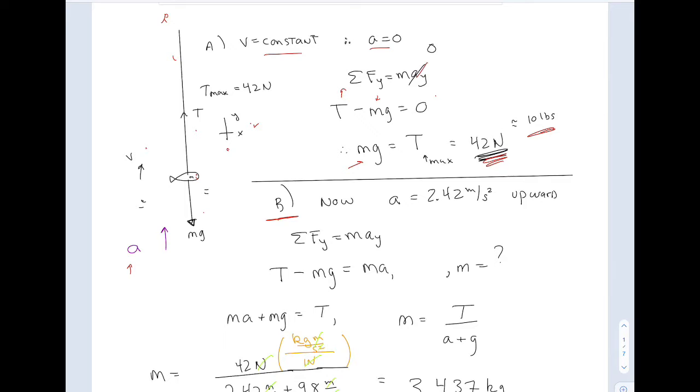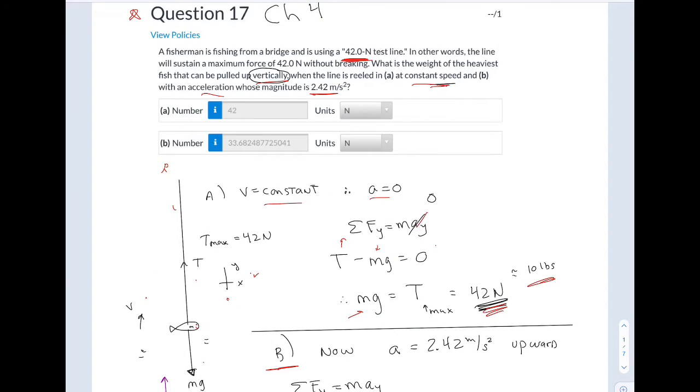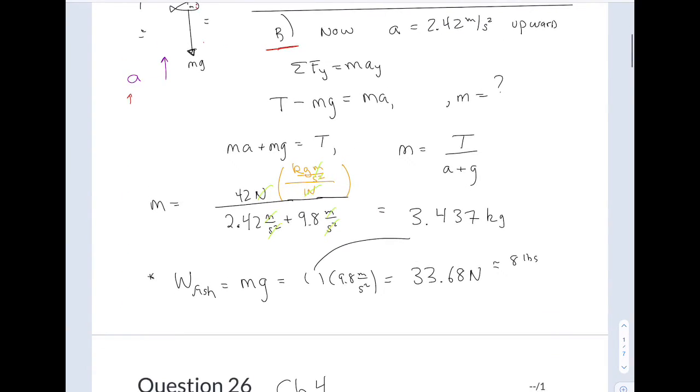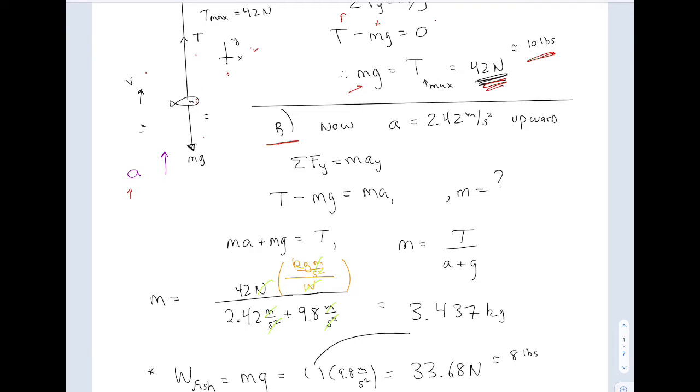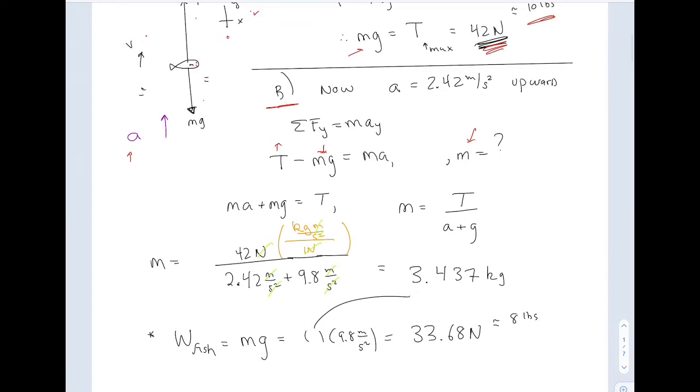Again, I want to find the weight of the fish, mg. I did F equals ma to the fish in the y direction. Tension points up, mg points down, and that's equal to ma. Now I want to solve this for mg, but I don't know m, so I'm going to solve for m first. I brought this over, did the algebra, and factored out the m. The biggest tension the string can have is 42 newtons, so that's what I put there, and that's the acceleration of the fish, that's g.